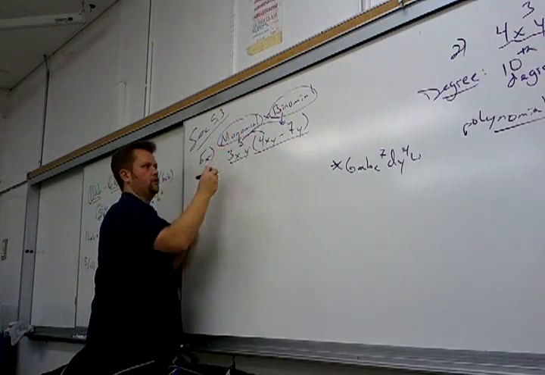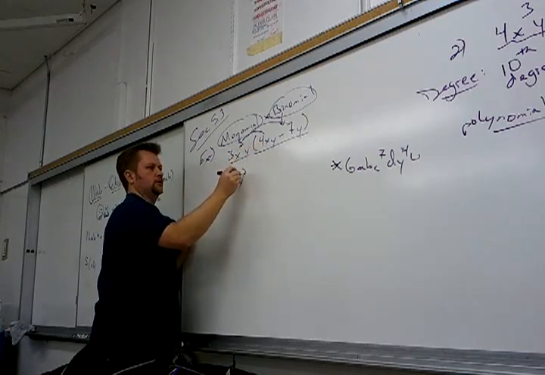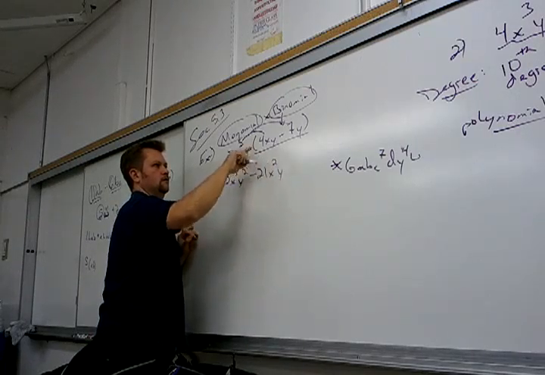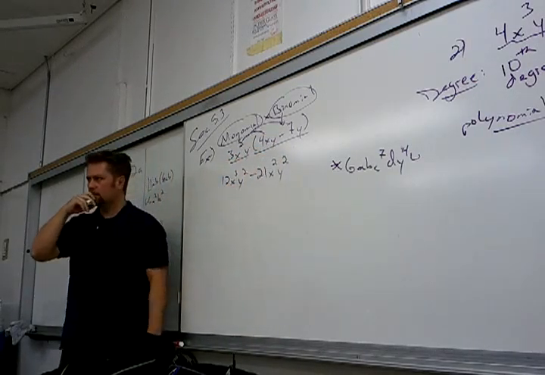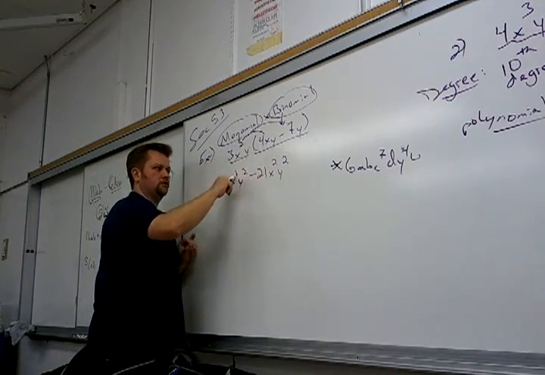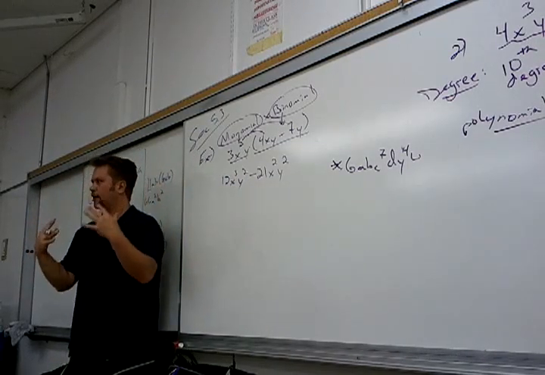12x to the third, y to the second, minus 21x to the second, y to the second. And now you have two terms. You can say to yourself, I have 2 x's times 1 more is 3 x's. I have 1 y times 1 more is 2 y's. If you have any trouble with that, that's how you say it to yourself.